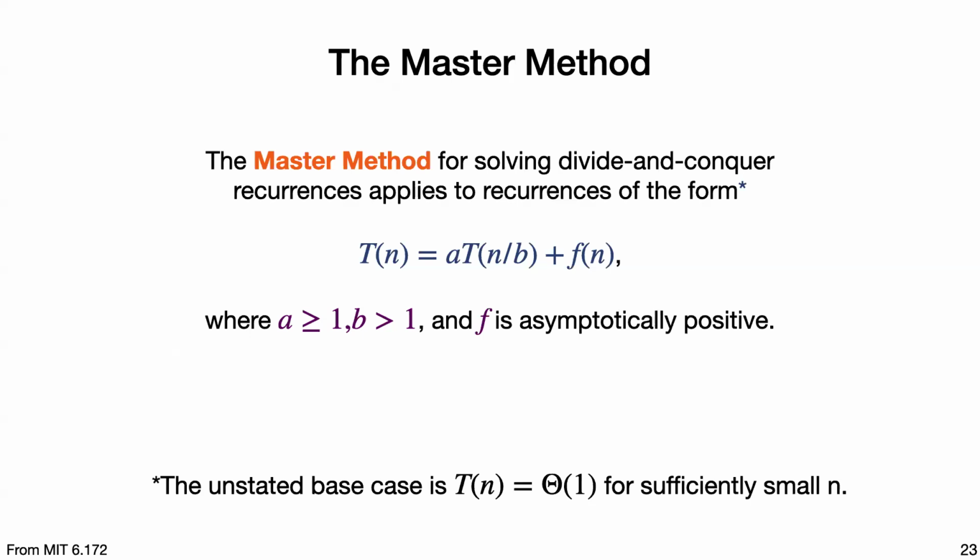The master theorem, or master method, is a closed-form way to solve divide and conquer recurrences of this form, which is T of n equals some constant a times T of n over b plus f of n. f of n is some function, a and b are both constants, a is at least 1, b is greater than 1, and f is asymptotically positive. And the base case is T of n equals theta 1 for some sufficiently small n.